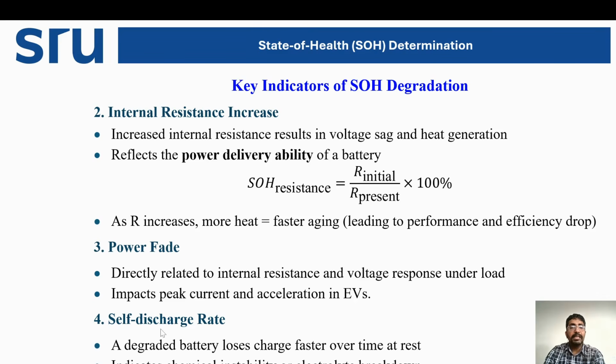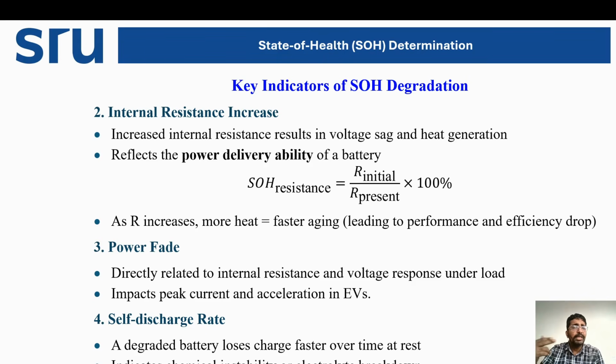Similarly, self-discharge rate. A degraded battery loses charge faster over time. So what is self-discharge rate? I will explain. Even if we are not using the battery for a certain duration, what will happen? Suppose for 1 month we are not using it, and we had charged it to 100%. After 1 month, definitely 3-4% will be lost.